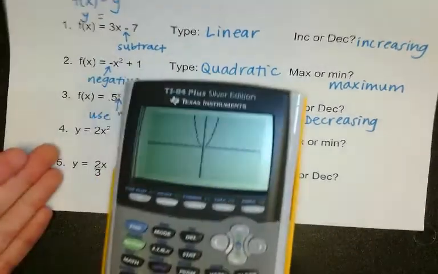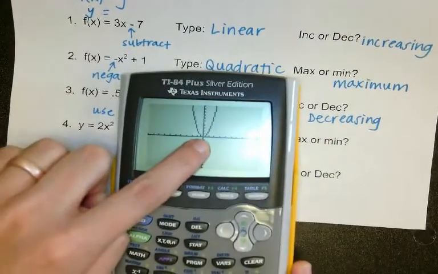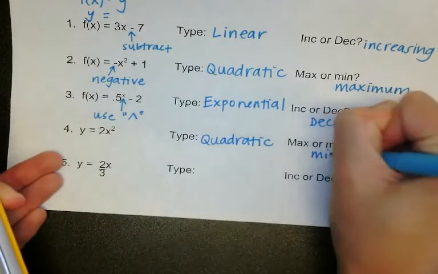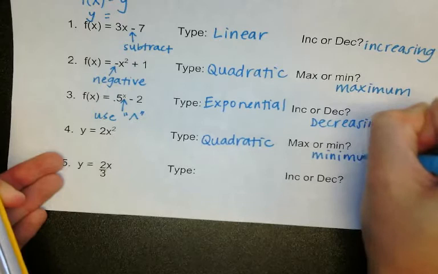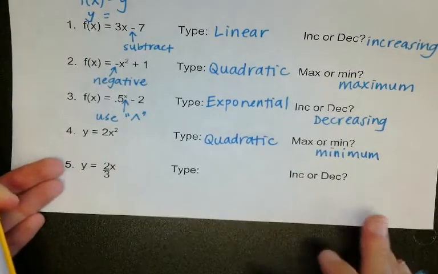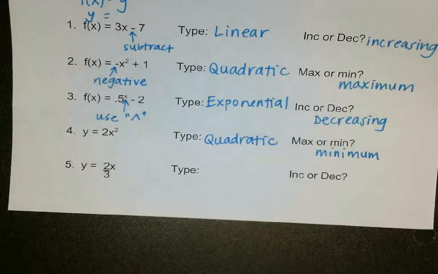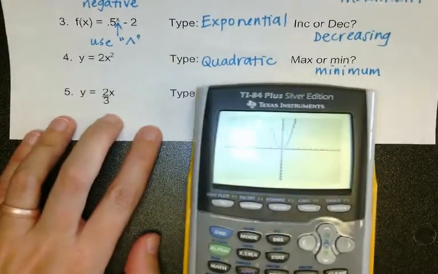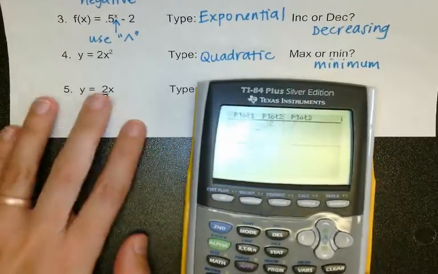And let's look at it again. I see that it has a lowest point. Therefore, it has a minimum. All right, awesome. I'm hoping you're seeing that the graphing calculator makes this so much easier. Okay, last but not least, let's try number 5.